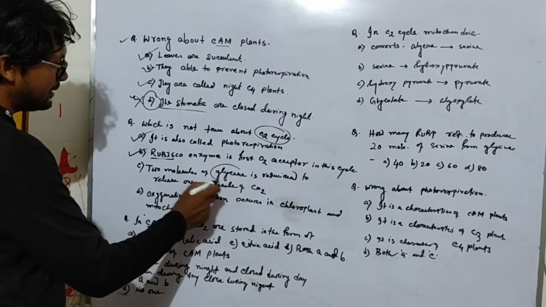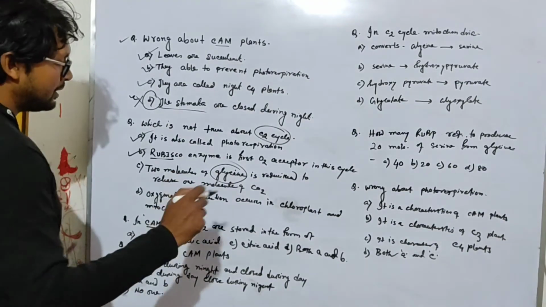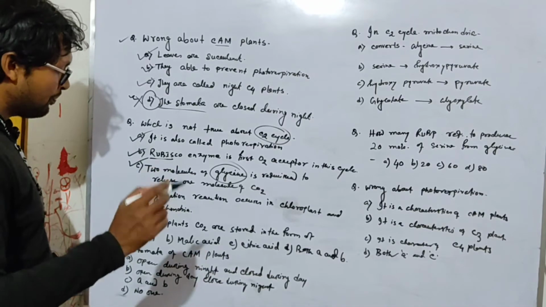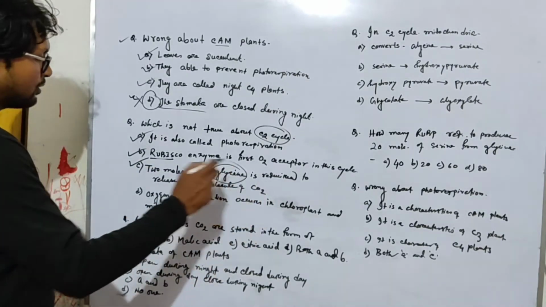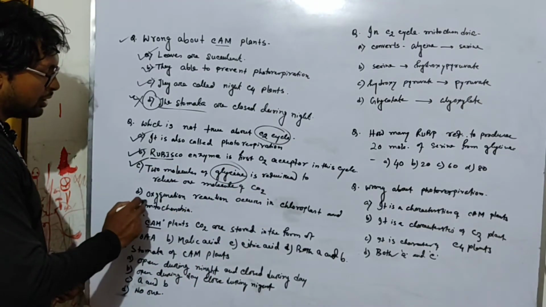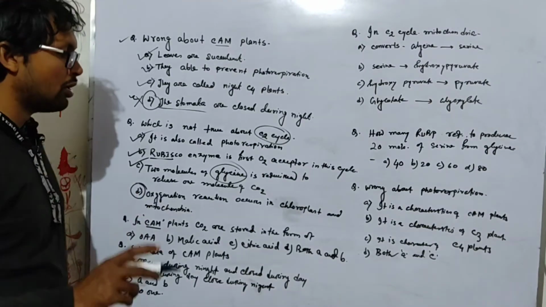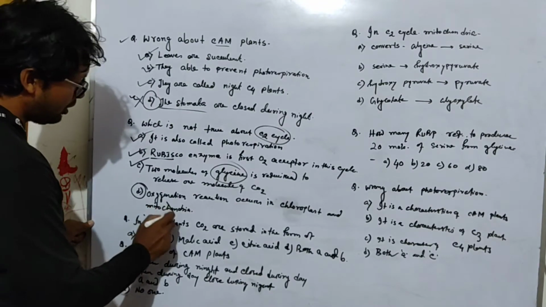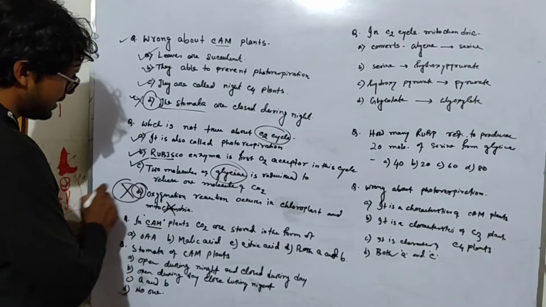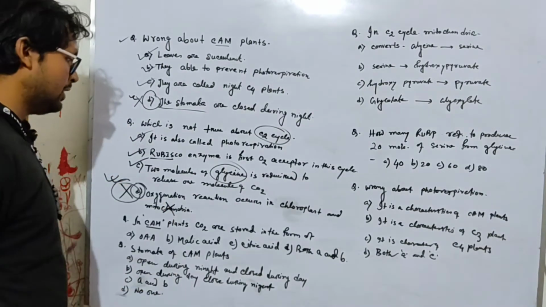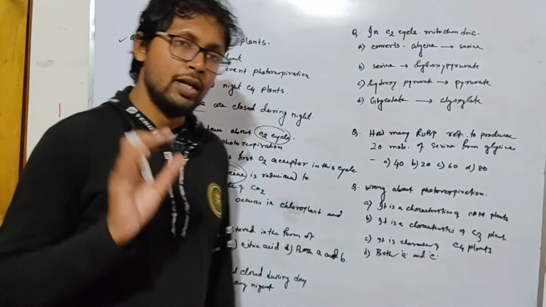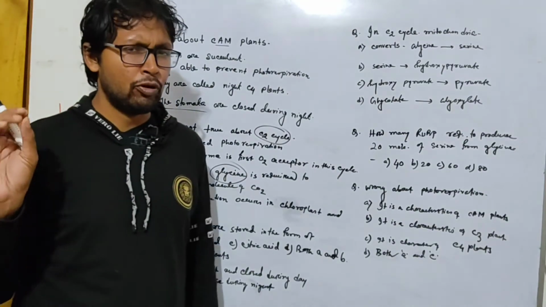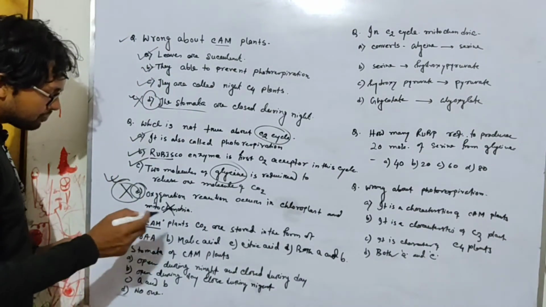2 molecules of glycine are required to produce 1 molecule of carbon dioxide. Yes, it is right. Now, the oxygenation reaction occurs in chloroplast and mitochondria? Not so. The oxygenation reaction occurs in chloroplast and peroxisome, not in mitochondria. So this is a wrong statement, and the answer is D. So if you know each and every point of photorespiration, you can crack it. Okay.